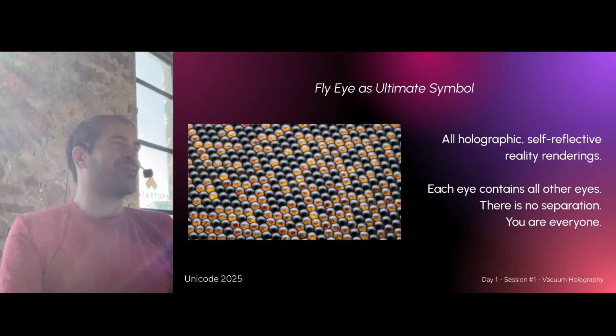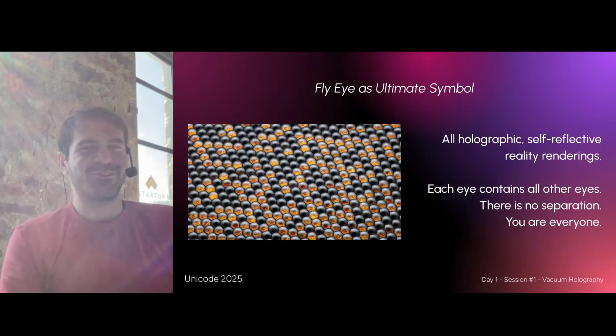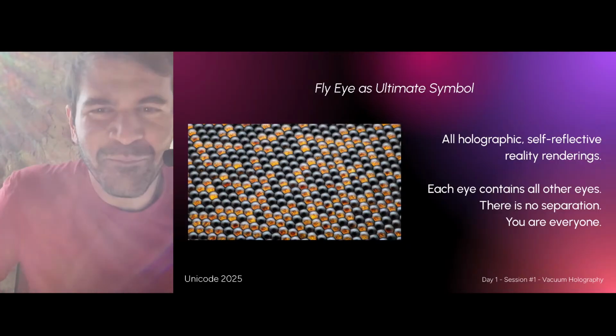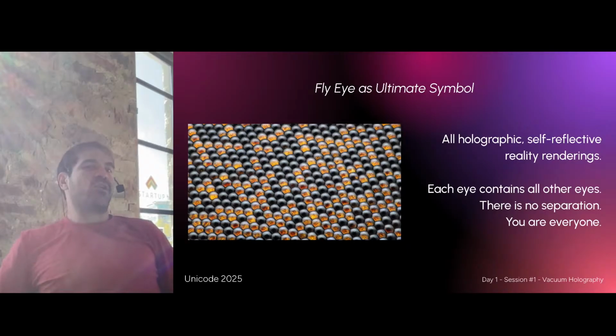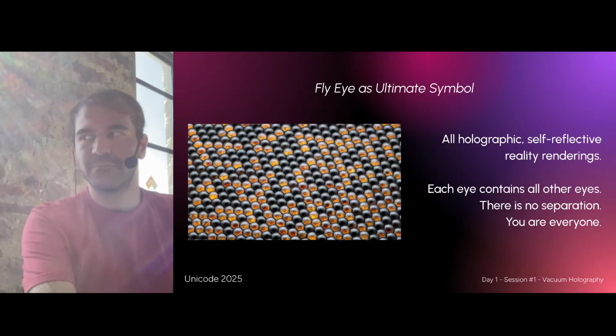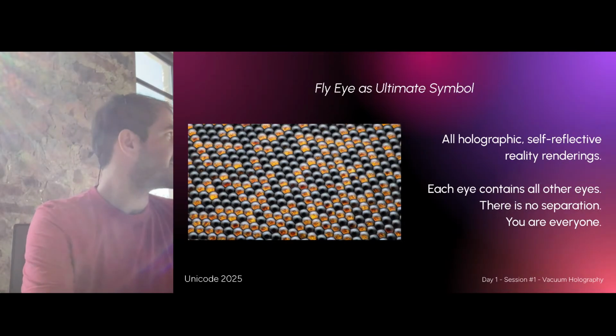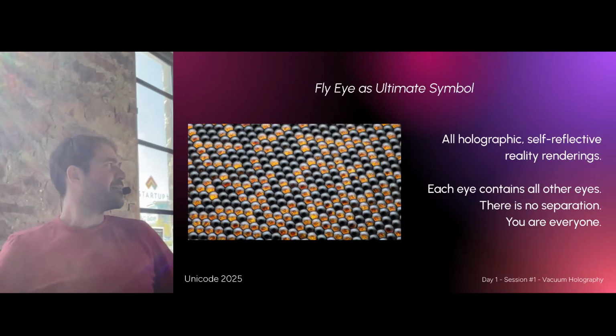Speaking of pomegranate, that's the fly eye zoomed in, but that's funny. That's also like pomegranate seeds. Each eye contains all other eyes. There is no separation. You are everyone. That's a zoom in of the fly eye, the compound eye.